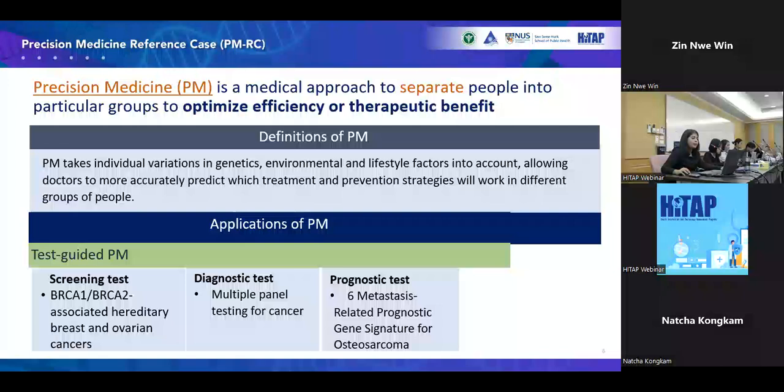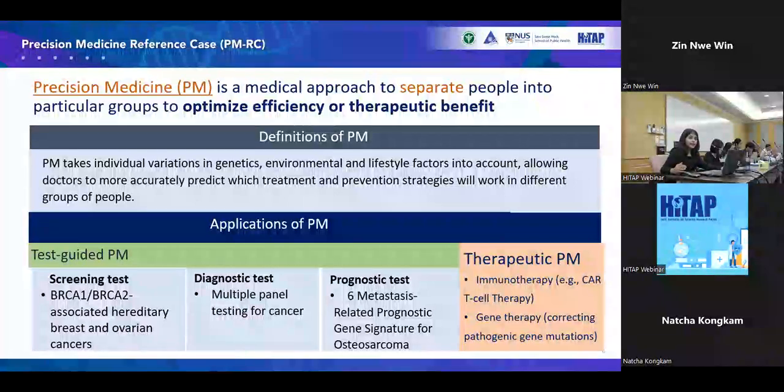Applications of PM are broadly categorized in 2 types. The first one is test-guided PM, where we have screening test, diagnostic test, and prognostic test. Screening test is basically used to screen the undiagnosed population for diagnosis. Using precision medicine, we can make early diagnosis of disease. Examples include pediatric genetic diseases, rare diseases, and some other undiagnosed cancers. Lastly, a prognostic test is used to prognose how the disease would respond.